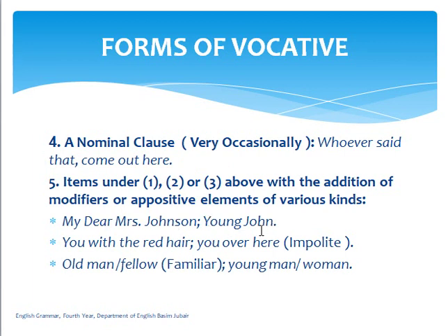Or "young John": young is the modifier and John is the vocative. "You with the red hair": again, "with the red hair" is the modifier and "you" is the vocative. "You over here": "you" is the vocative and "over here" is the modifier. And these are always used in polite language. Sometimes among friends they are not implied. Or "old man" or "old fella," which is familiar, and "young man" or "young woman." The old and young are the modifiers, and man, fella, woman are the vocatives.